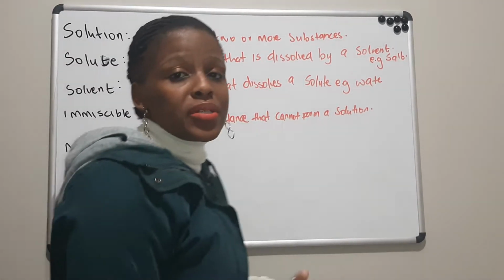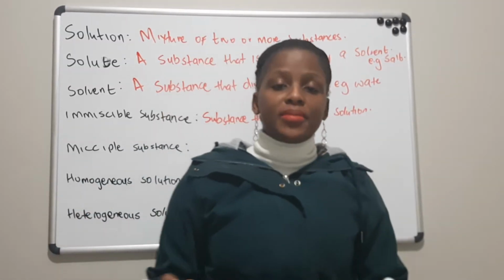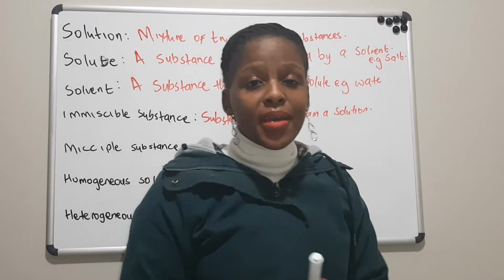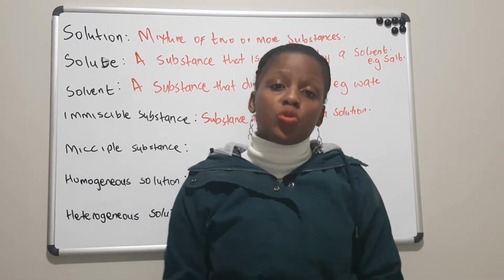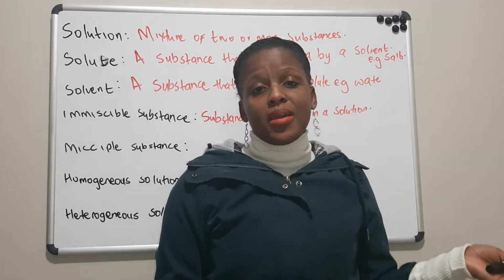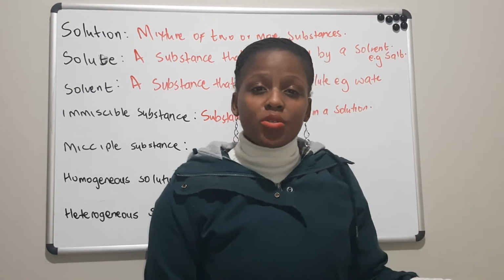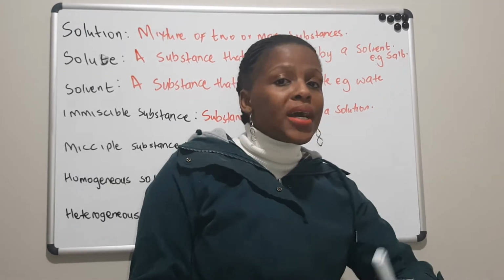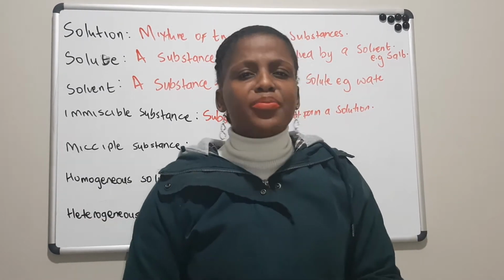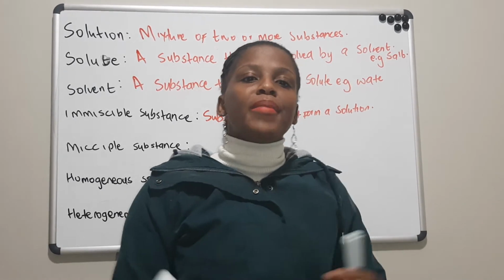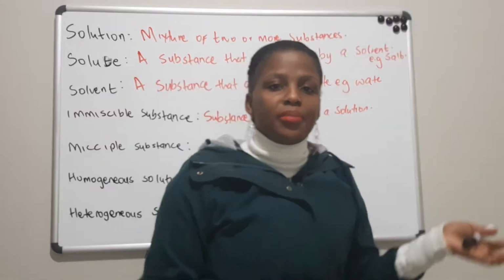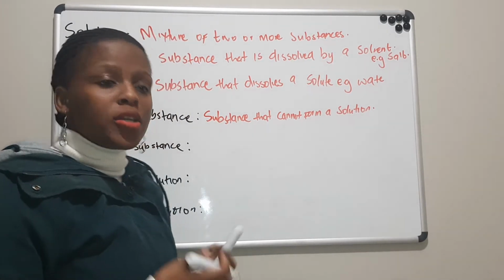And then miscible substances, it will be those substances that when you mix them, they can be able to give you a solution. Going back to our example, when we did the solute and the solvent, so salt and water, they are miscible substances, because when you mix them, they become a solution, which can be a sodium chloride solution.